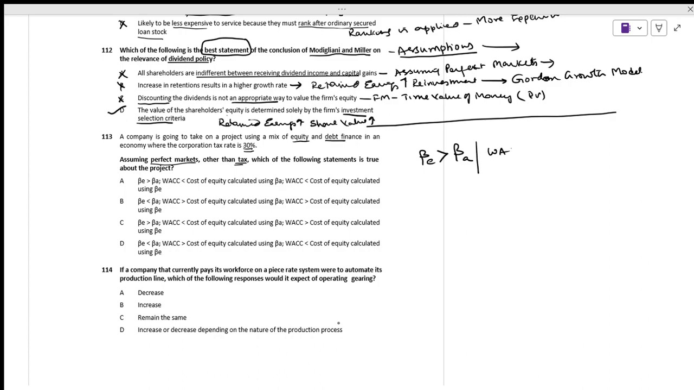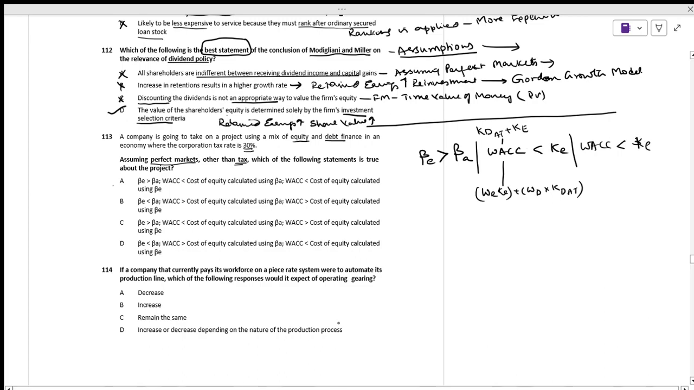Next, weighted cost of capital will be less than cost of equity. Weighted cost of capital is nothing but a combination of cost of debt after tax plus cost of equity. What is the formula? Weight of equity times cost of equity plus weight of debt times cost of debt after tax. Always it will be less, okay? Weighted cost of capital is less than the calculated cost of equity.